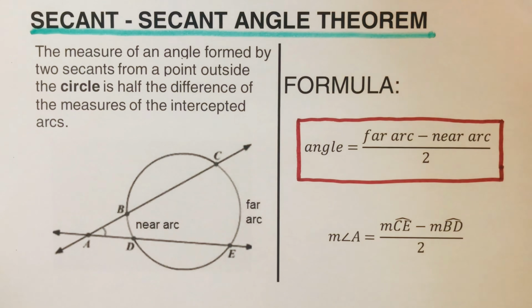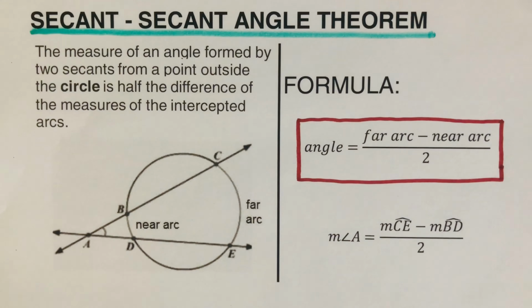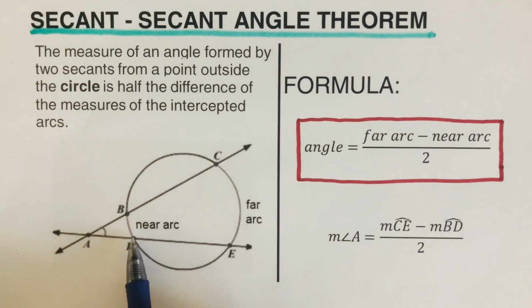Besides the secant-secant angle theorem, we also have a secant tangent angle theorem, which has the same formula as this. I will put the link of that video in the description box below. So in this problem, the specific equation that would work for this picture: our angle, by the way, is angle A. That's the one located outside of the circle, at the point where these two secants intersect. So angle A is equal to the far arc, which is arc CE, minus the near arc, which is BD, and then we divide it by 2. So that's the equation that would work for this picture right here.